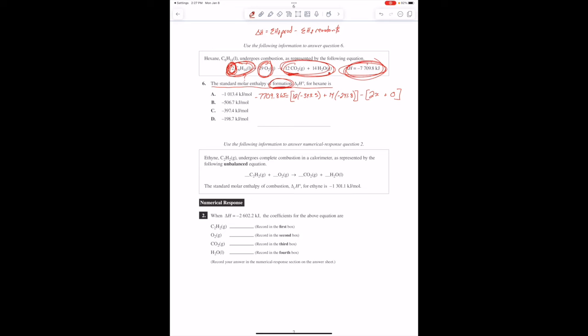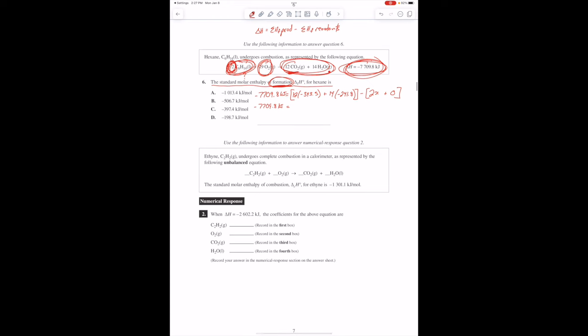So if I write this again, I got negative 7709.8 kilojoules equals, if I just do the math in that bracket, I get negative 8107.2, okay, minus 2x. All right, so I guess I didn't need my brackets there. I'm going to get rid of those brackets. I don't need that.